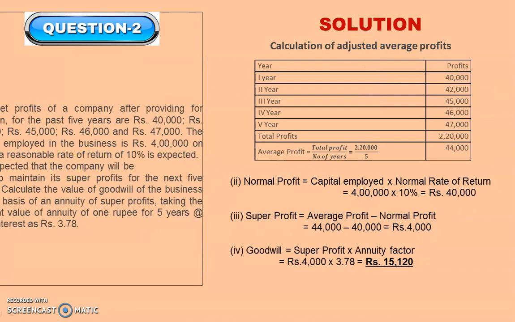Question number 2. The net profit of a company after providing for taxation for the past 5 years are 40,000 rupees, 42,000, 45,000, 46,000 and 47,000.